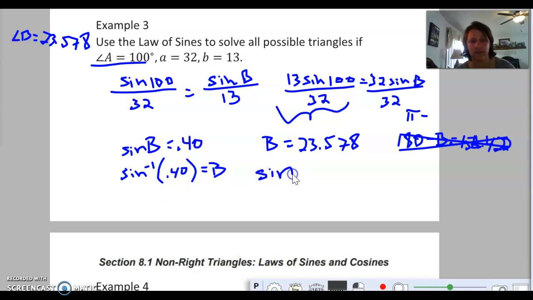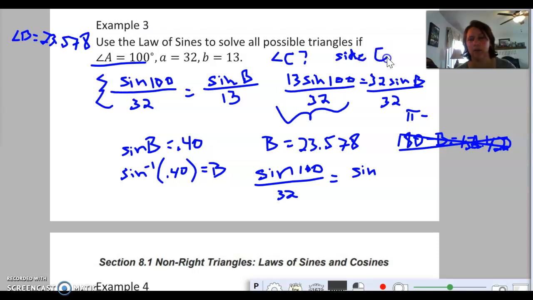And now we just need to go ahead and solve for the rest of the triangle. So I'm going to go back to the first information that was given. The sine of 100 over 32, and then that is equal to, so C is what we still don't have. So we need to find the angle C, because we don't have any information at all about C, right? We don't know what angle C is, and we also do not know what side C is. But because we know what angle A is, and now we know what angle B is, we can find angle C.